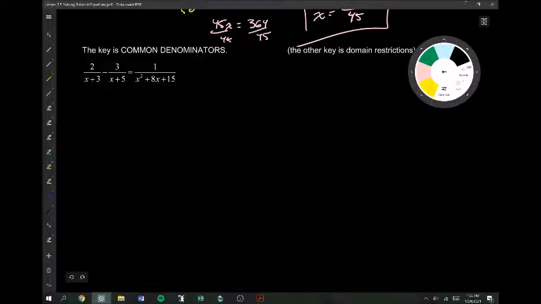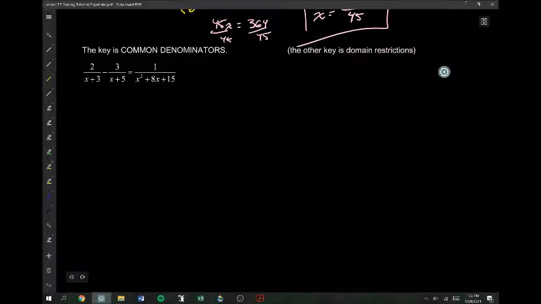Okay, so here's one that looks more like our more recent types of problems. And again, the key to this is common denominators. It'll also be domain restrictions. So remember how I said that the name of this chapter is factor and do things? Well, I need to factor this. But most of these problems factor really easily. In fact, frequently, they tell you how it factors to begin with. It turns out that this is just x plus 3 times x plus 5.